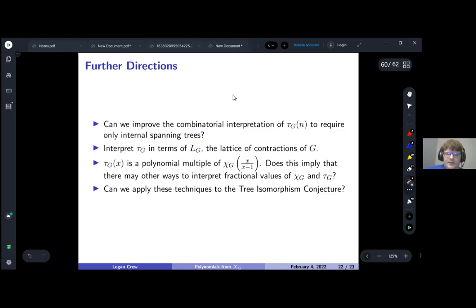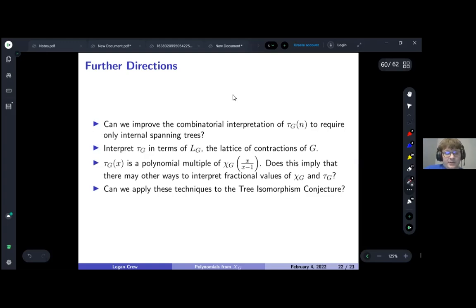The fact that we have this interpretation of tau G as a signed sum over properly colored internal forests is interesting considering that it comes from chi G of x over x minus 1. I tried looking up what I could about fractional evaluations of the chromatic polynomial, and I know that these substitutions do something to the polynomial, but somehow that intrigues me, that in principle, this means that there's some meaning to certain fractional evaluations.